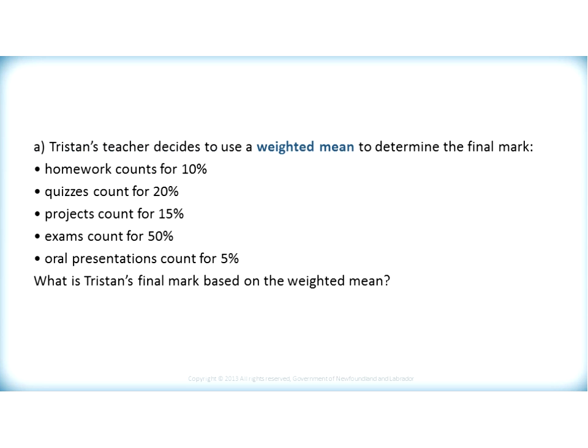So Tristan's teacher decides to use a weighted mean to determine Tristan's final mark. Homework only counts for 10% of the mark. Quizzes are 20%. Projects count for 15% of the mark. Exams count for a whopping 50%, or half of the entire mark is based on exams, and oral presentations only count for 5%. So what is Tristan's final mark based on the weighted mean?